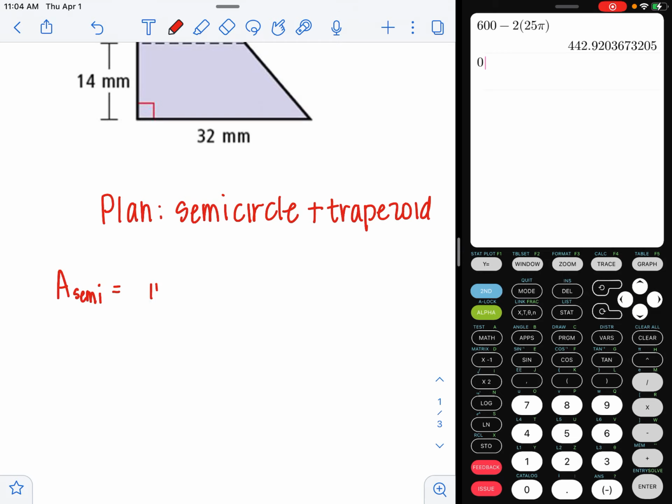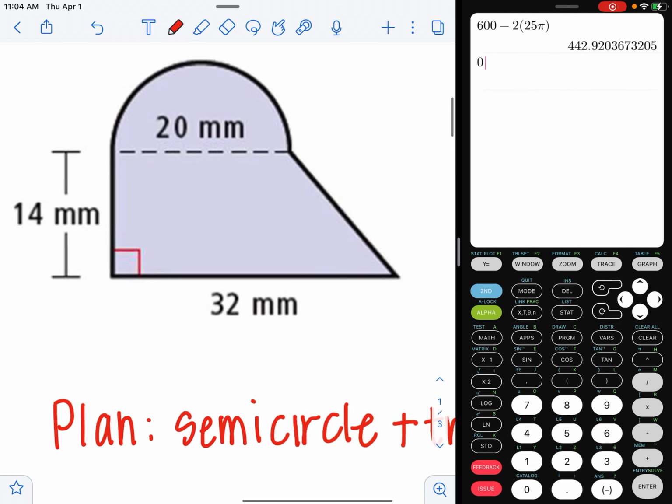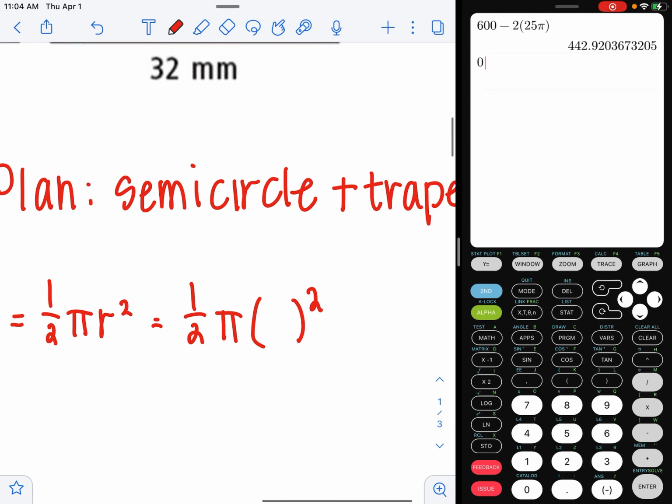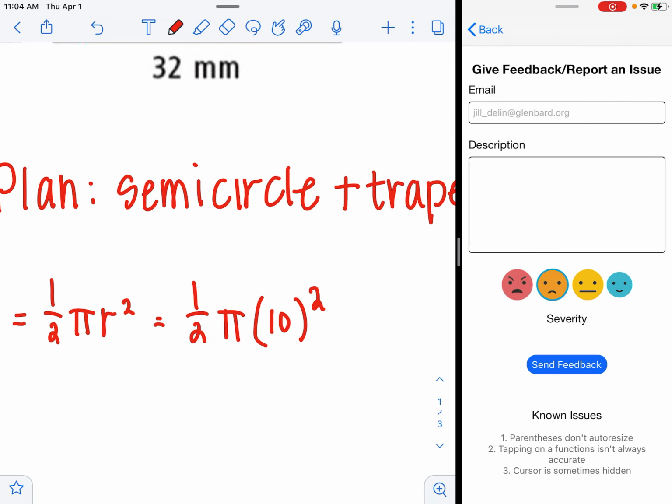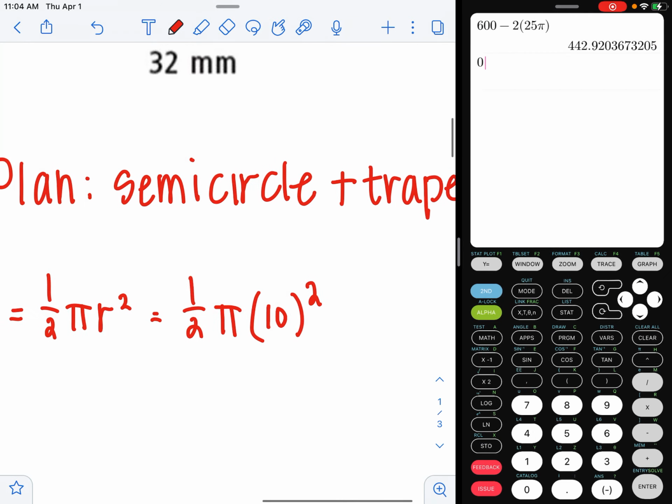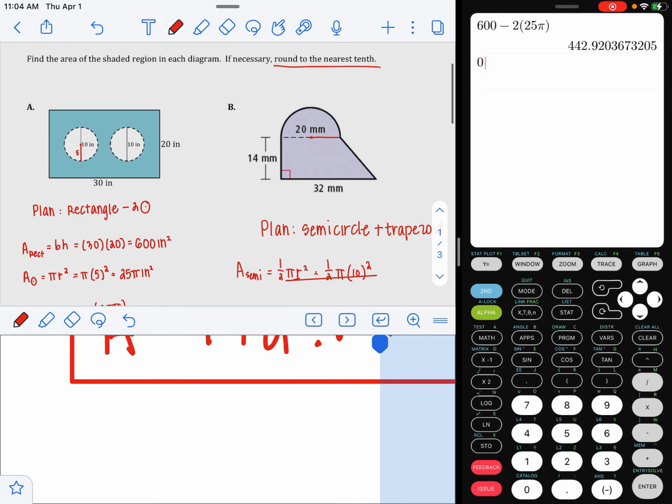All right, so the area of a circle is pi r squared. This is half of a circle, so it's 1/2 pi r squared. So I'm going to do 1/2 times pi times my radius squared. So I need the radius of this circle. So if you look, I gave you the diameter. That means the radius is 10.